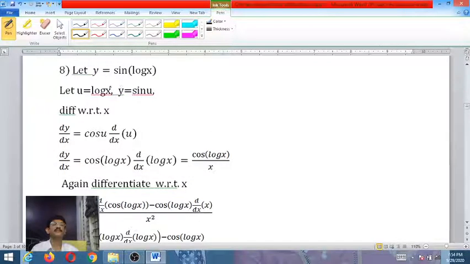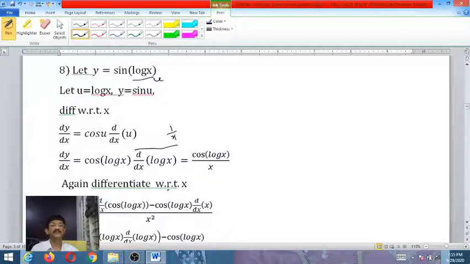Y equals sine of log x. We all know that it is a composite function. We take this log x as some u, okay, u equals log x. Y becomes sine u. So the derivative is cos u into derivative of u. Cos u is cos of log x, into derivative of log x. What is the derivative of log x? We all know that the derivative of log x is 1 by x. So x in the denominator.